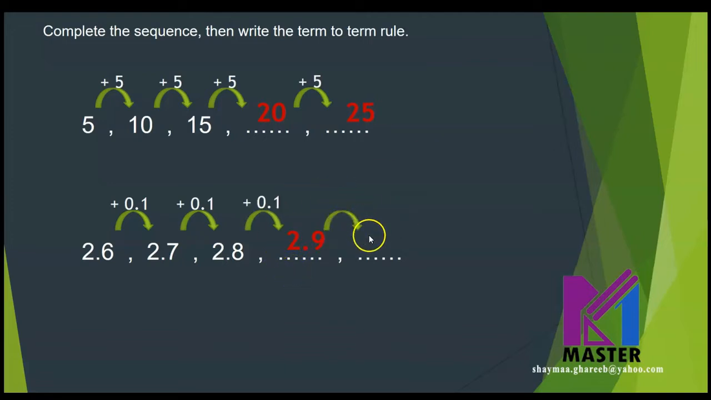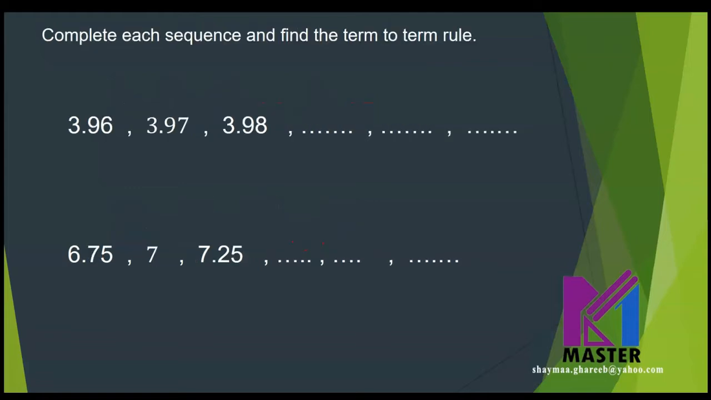Then, what do you think? 1 tenth more than 2.9 will be 3. And if I wanted to keep counting, the next terms after the 3 will be 3.1, 3.2, 3.3, up to 3.9, then 4. Is this clear? Now let's try more examples.